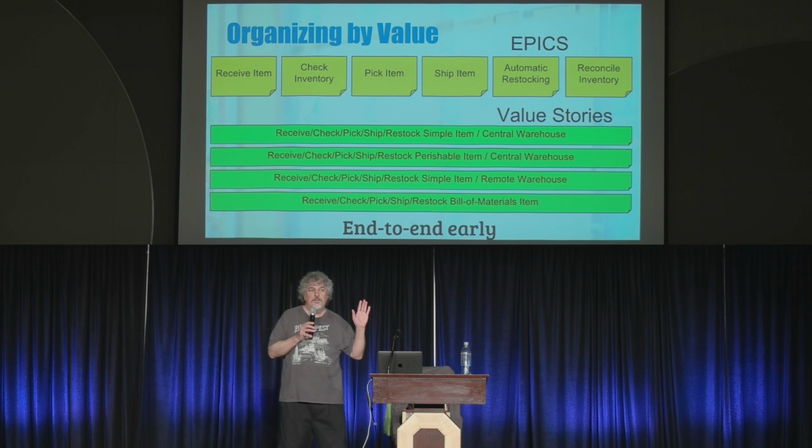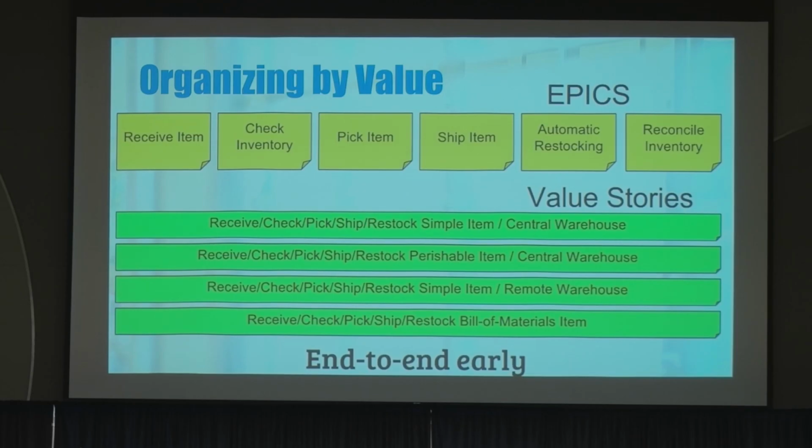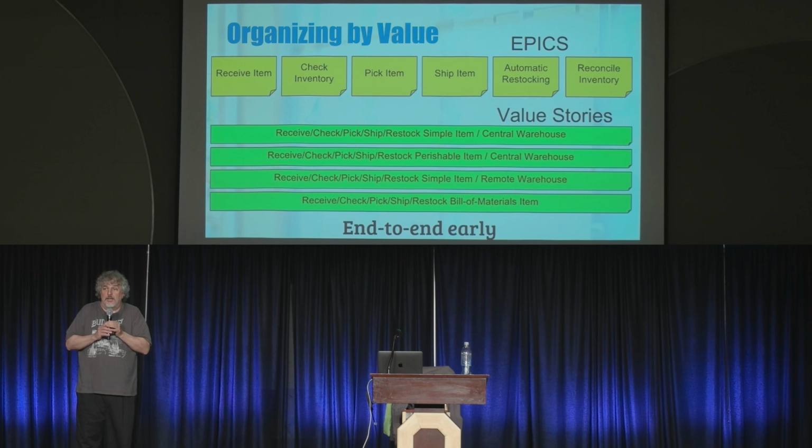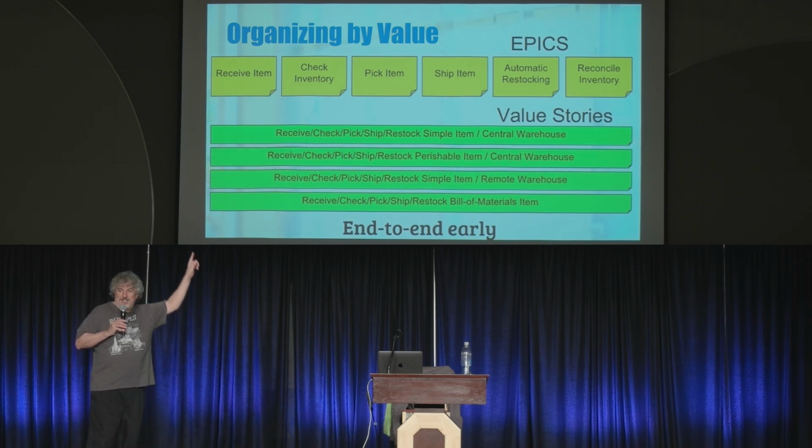So we call these value stories. You could still call them epics if you like, end-to-end epics or whatever. But the focus is that by the time we do all of those steps for a simple item, that's actually business value. Now we can say, for all of the simple items, which maybe is 20% of our items, we can process those. We could start doing that today. We might not put that into production, but when people talk about potentially shippable, to me this means this and not this.